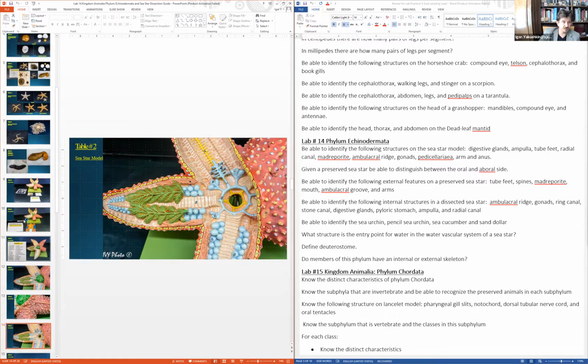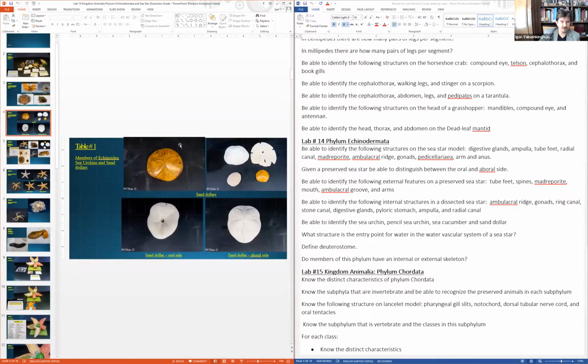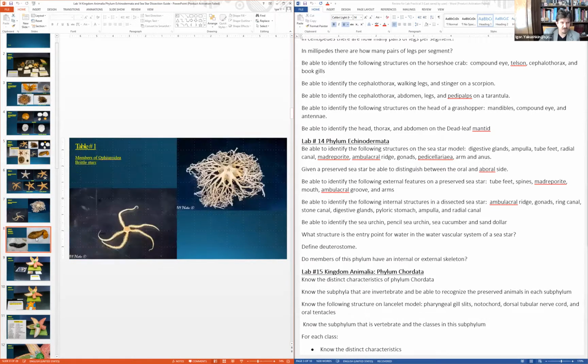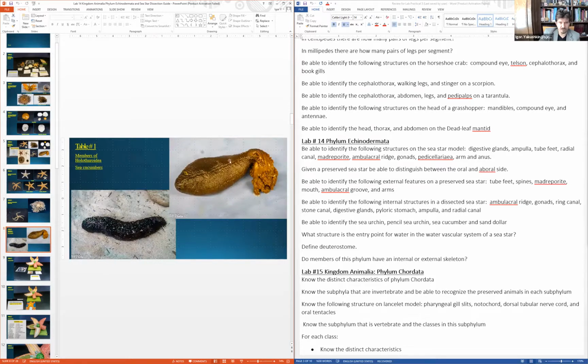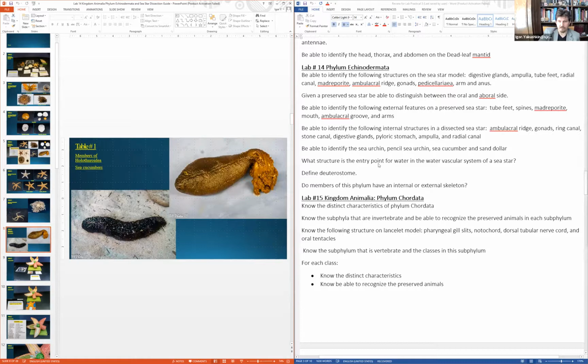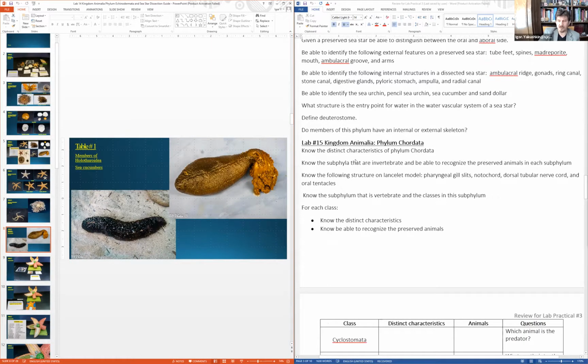And then what do we have? Sea urchin. So here we have the examples. Sea urchin, pencil sea urchin, sand dollars. So sea stars, sea urchins, sand dollars, Holothuria, which is a sea cucumber, brittle star. And here we have brittle stars. Here we have live Holothuria and the preserved specimen. Entry point of water will be the sieve plate. Deuterostome: the mouth developed from the secondary opening in the gastrula.